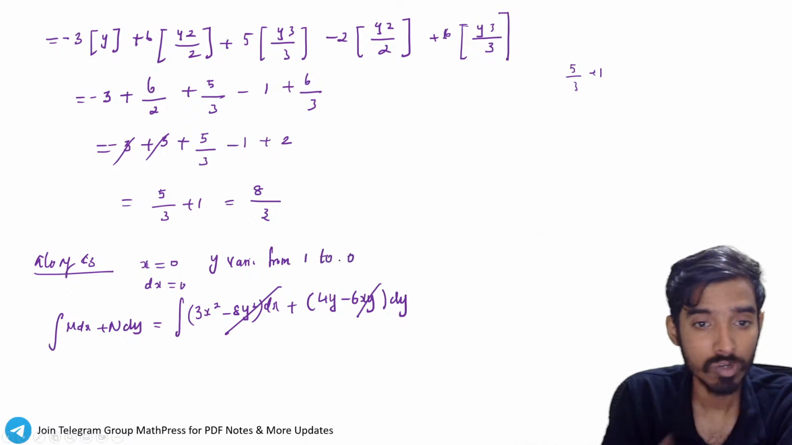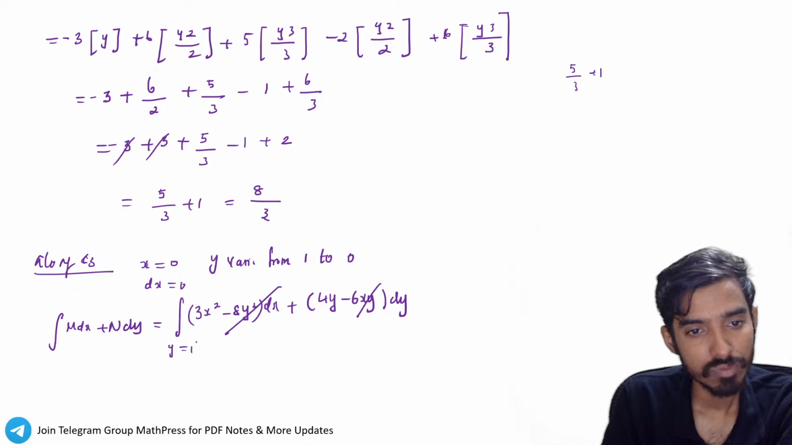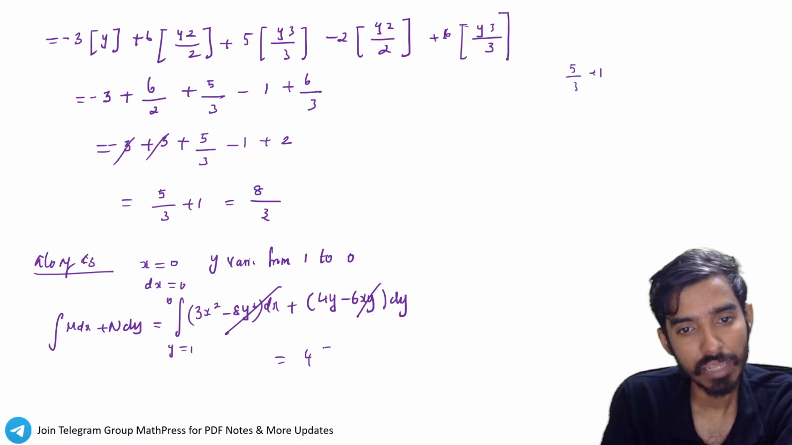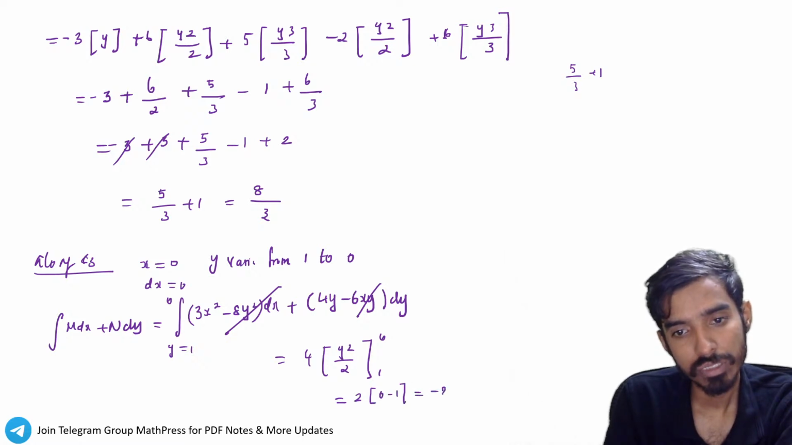y varies from 1 to 0. Therefore, y varies from 1 to 0. So we will have only 4y dy. So 4y squared by 2, from 1 to 0. This will be 2 times 0 minus 1, which is minus 2.